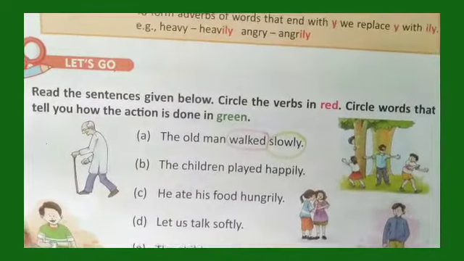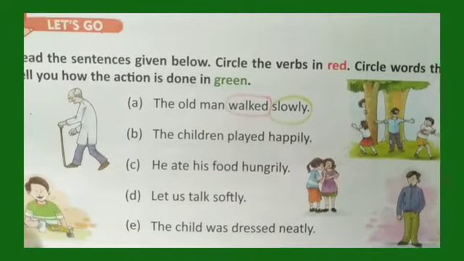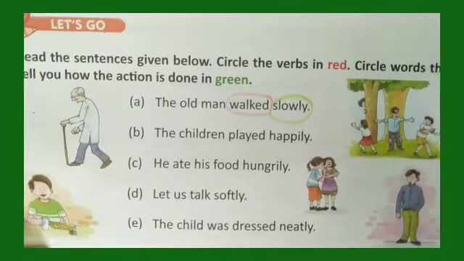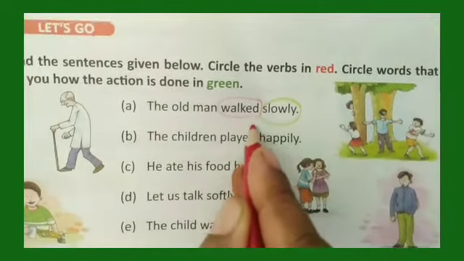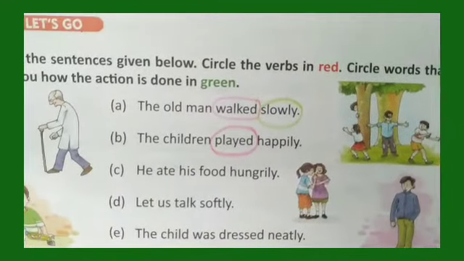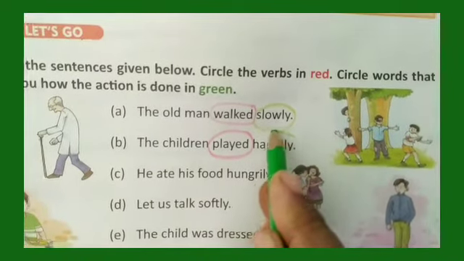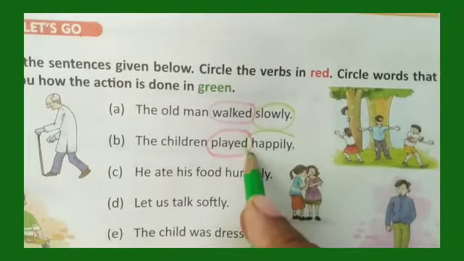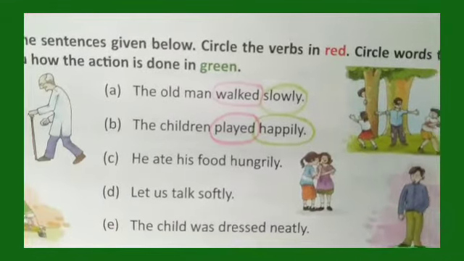Fine. B. The children played happily. So where's the action word? Played. Fine. And how did the children play? Happily. This is how the action is done. Happily is the adverb. Okay.